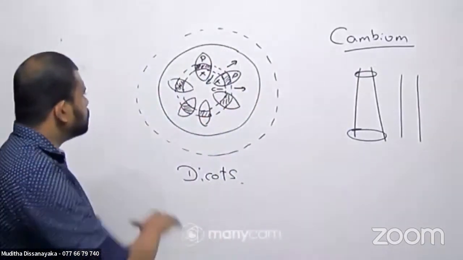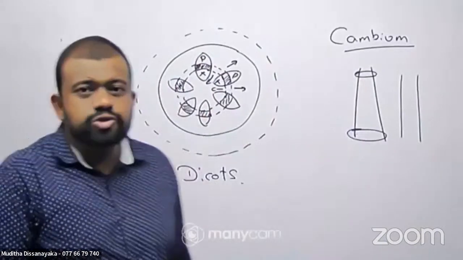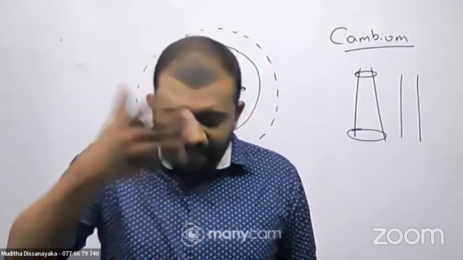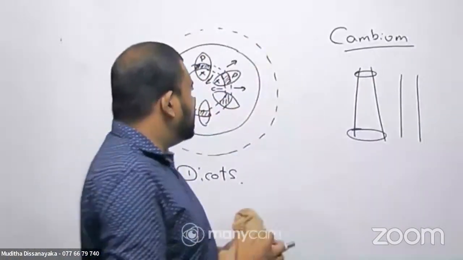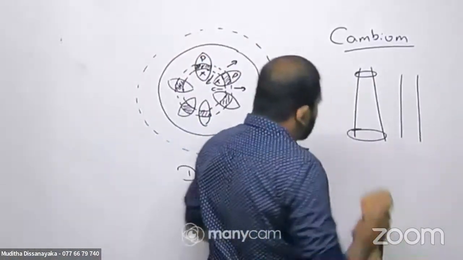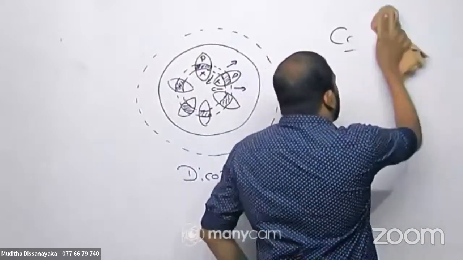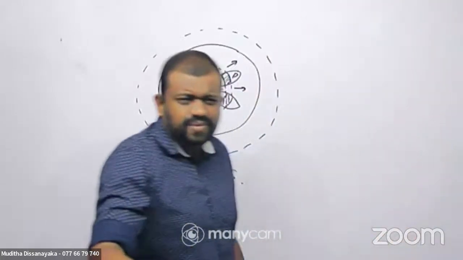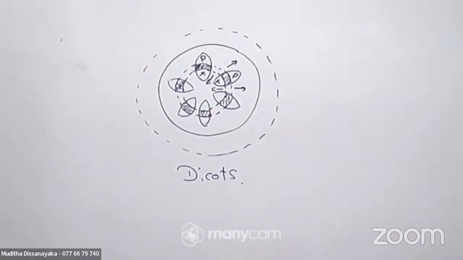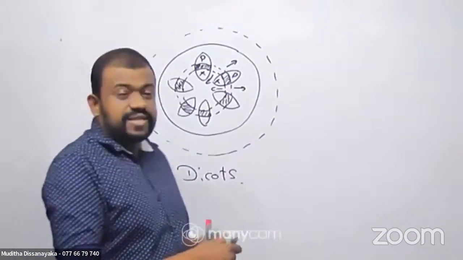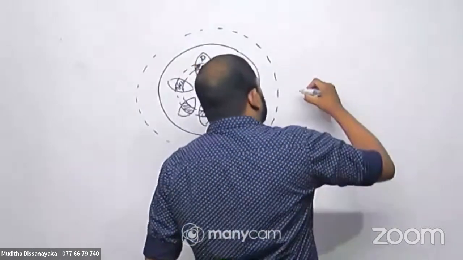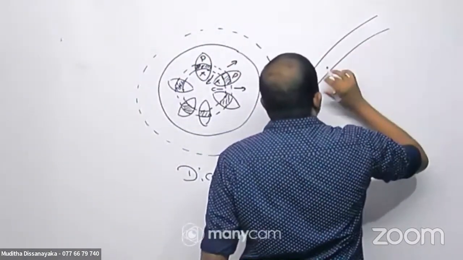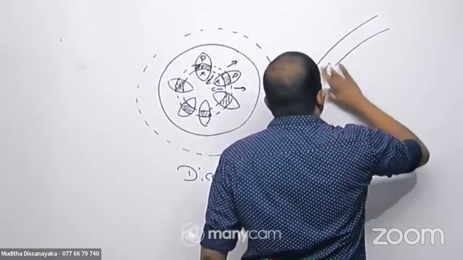Okay, so in dicots there is a tissue known as lateral meristem. Now the grass family. With A level knowledge, a lot of things can differ. In the grass family, how do they grow? Grass can grow in what way?